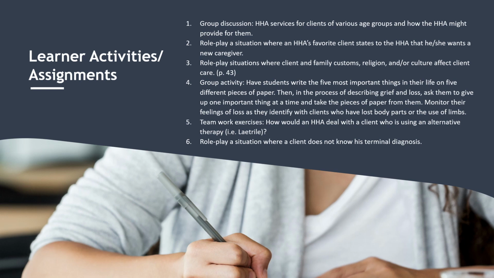Group activity. Have students write the 5 most important things in their life on 5 different pieces of paper. Then, in the process of describing grief and loss, ask them to give up one important thing at a time and take the pieces of paper from them. Monitor their feelings of loss as they identify with clients who have lost body parts or the use of limbs.